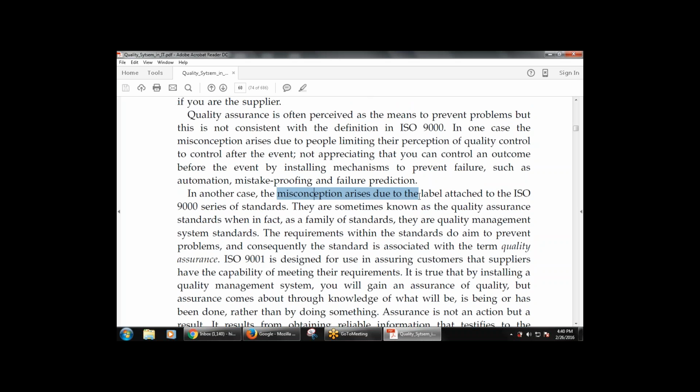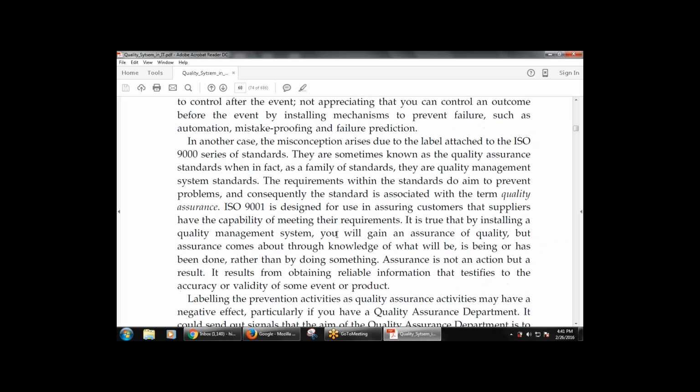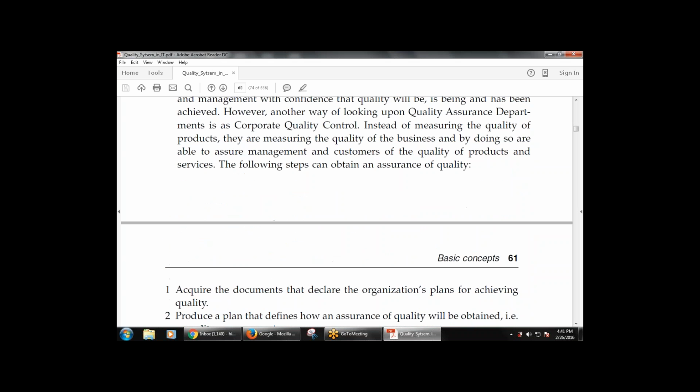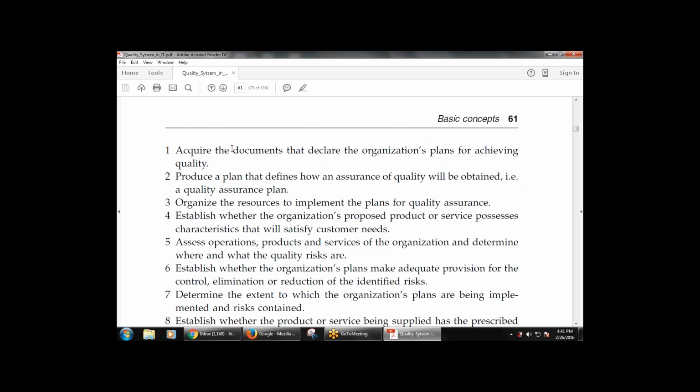In another case, the misconception arises from the label attached to the ISO 9000 series of standards. And these are the various steps used for the assurance of quality. First of all, acquire each and every document that is required for the organization's plan for achieving the quality. Then produce a plan that defines how the assurance of quality will be obtained. That is a quality assurance plan.